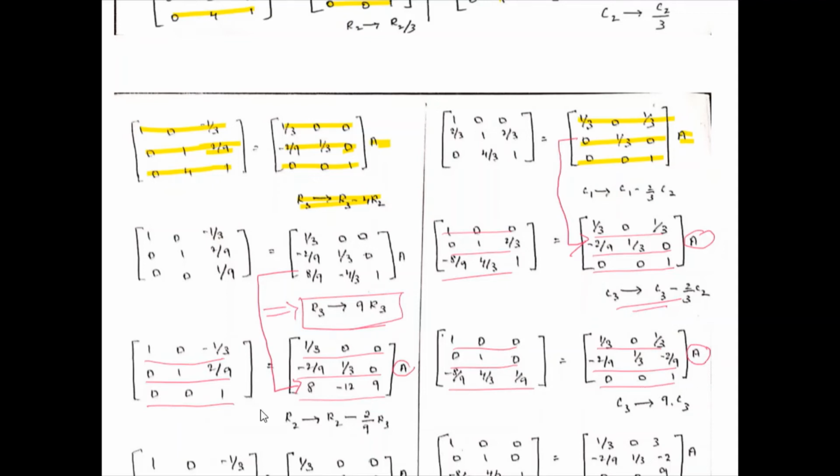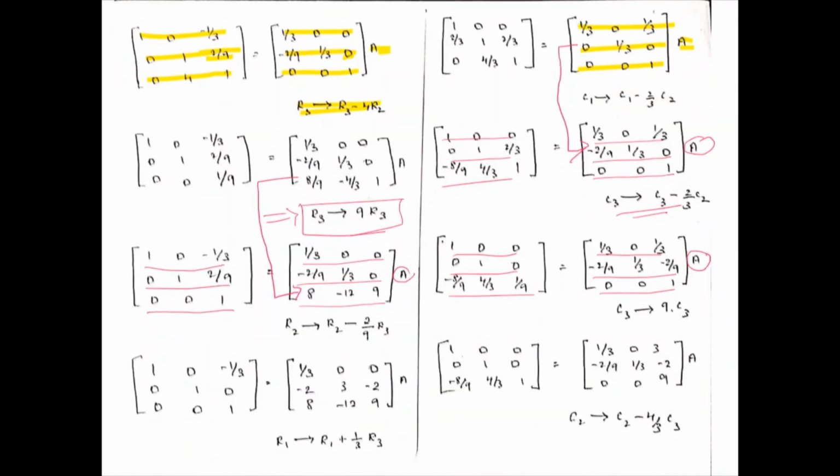Now we will proceed with the row operation. Here we need to convert the R2, that is 2 by 9 into 0. So we can apply this operation, R2 implies R2 minus 2 by 9 into R3. Here R3 is 1. So when we apply this operation, 2 by 9 minus 2 by 9 into 1 becomes 0. So the resultant matrix will be [1, 0, -1/3; 0, 1, 0; 0, 0, 1] = [1/3, 0, 0; -2, 3, -2; 8, -12, 9] into A.